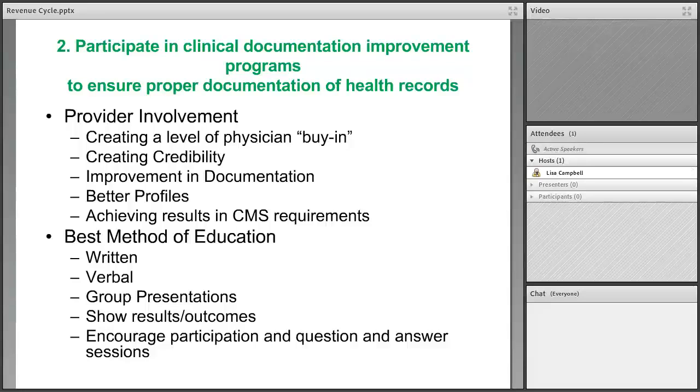And so lastly, regarding CDI programs, we want to ensure that we encourage questions and answers. You can always ask for questions ahead of time so that you can have the answer available, whether you need to research Coding Clinic or other resources, to make sure when you meet with the physicians that you have everything organized and ready to go. Keep in mind that the doctor's time is very, very valuable, so you want to ensure that you are ready with clear and concise information.